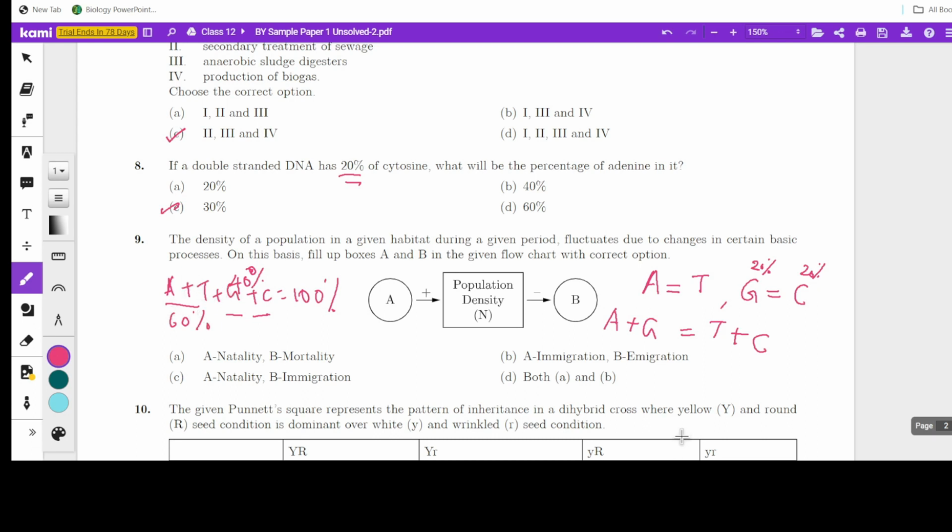Then next question. The density of a population in a given habitat during a given period fluctuates due to changes in certain basic processes.